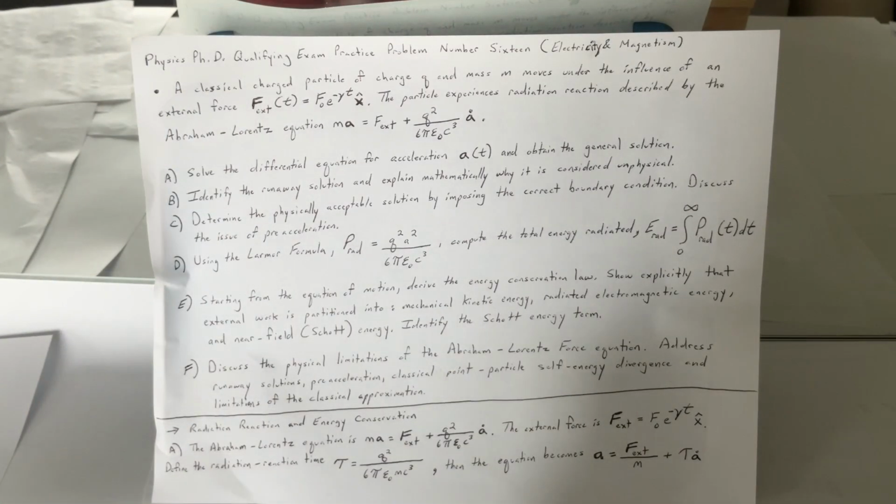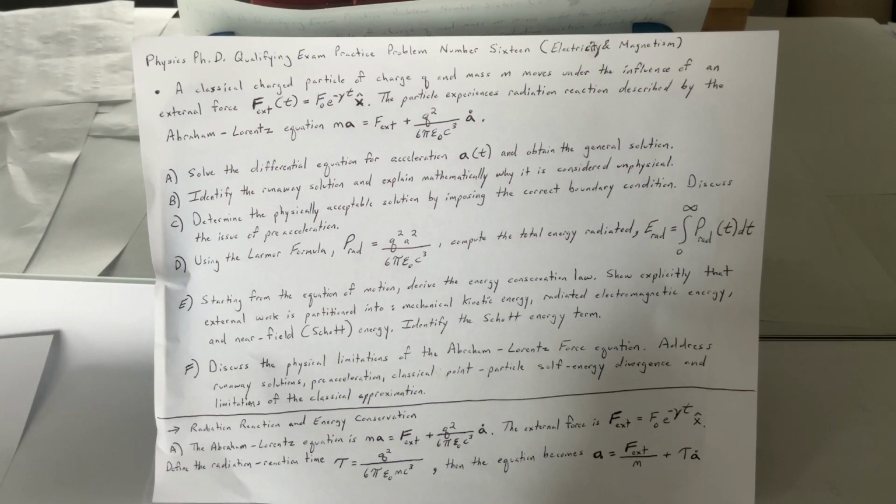So we have physics PhD qualifying exam practice problem number 16 in electricity and magnetism domain. So let's begin. A classical charged particle of charge q and mass m moves under the influence of an external force F_ext(t) = F_0 e^(-γt) x-hat. The particle experiences radiation reaction described by the Abraham-Lorentz equation: ma = F_ext + q²/(6π ε₀ c³) ȧ.